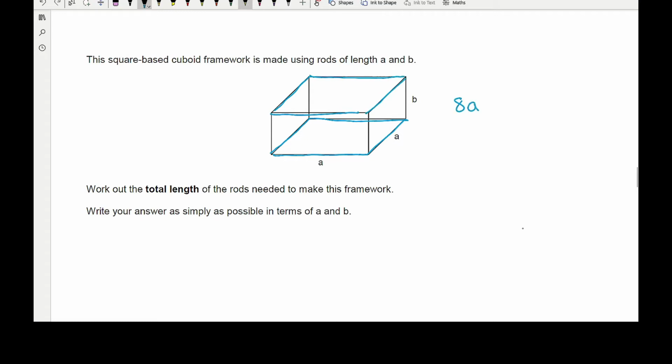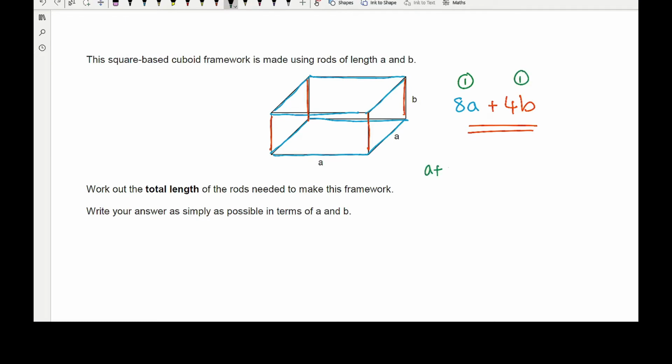And then let's count the B's. So I've got 1, 2, 3, 4. So it's going to be plus 4B. And there is my final answer. Now, it does say simplify your answer, and you could get there straight away. Generally speaking, I would say it would be worth 2 marks. You get 1 mark for simplifying each of these.